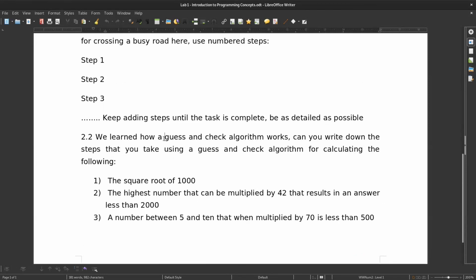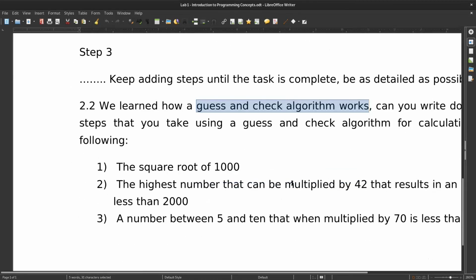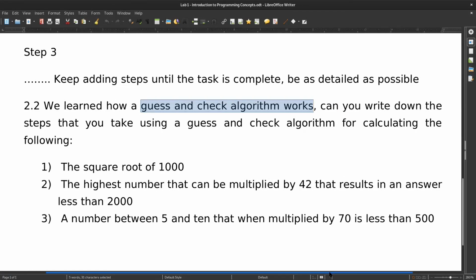Now, it says here that we learned how a guess and check algorithm works. A guess and check algorithm is exactly what it says on the tin. A guess and check algorithm literally means you take a guess and you check if it's right. Okay. So a very common way to think about a guess and check algorithm would be if we were to play a game of guess the number. So if I said to you, can you think of a number between 1 and 10? I'm thinking of a number between 1 and 10. Can you guess it? You'd probably say something like 5.